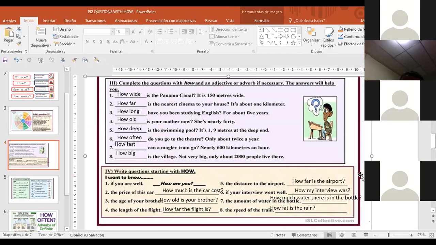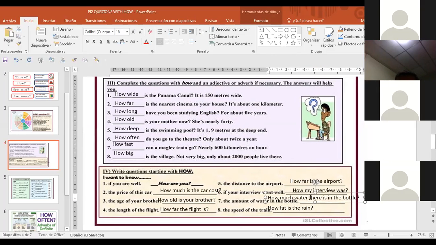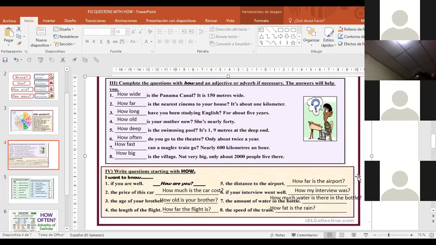How much water there is in the bottle? Remember that it is a question. So what is the mistake here? We need to move the verb, right? Is there in the bottle? Because it's a question. So let's repeat. How much water is there in the bottle?